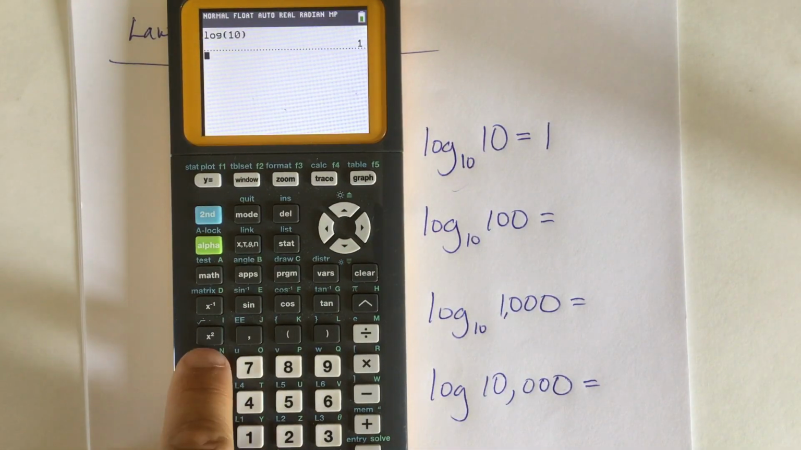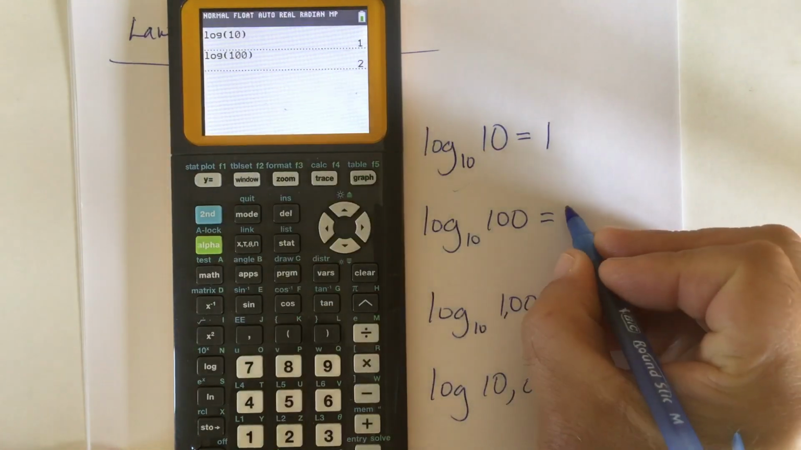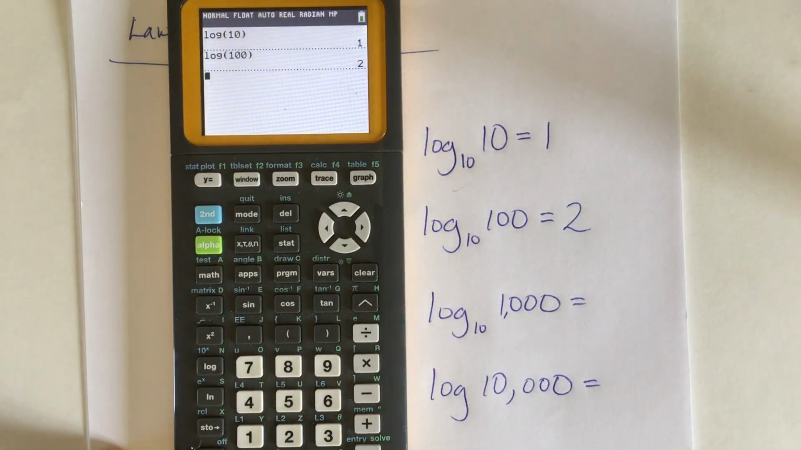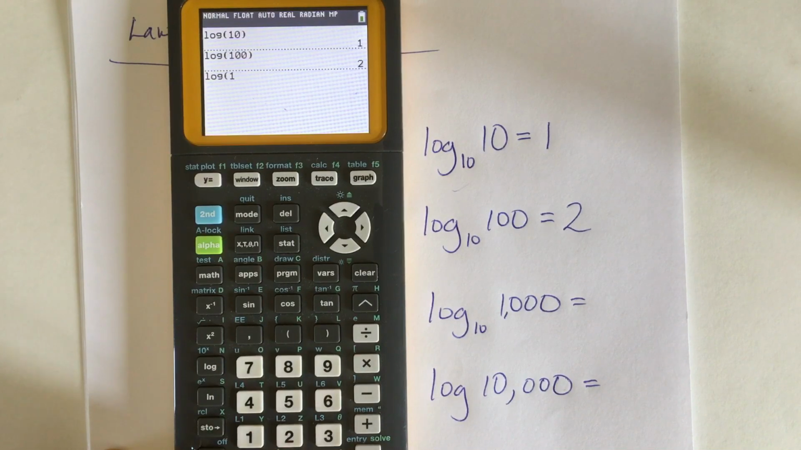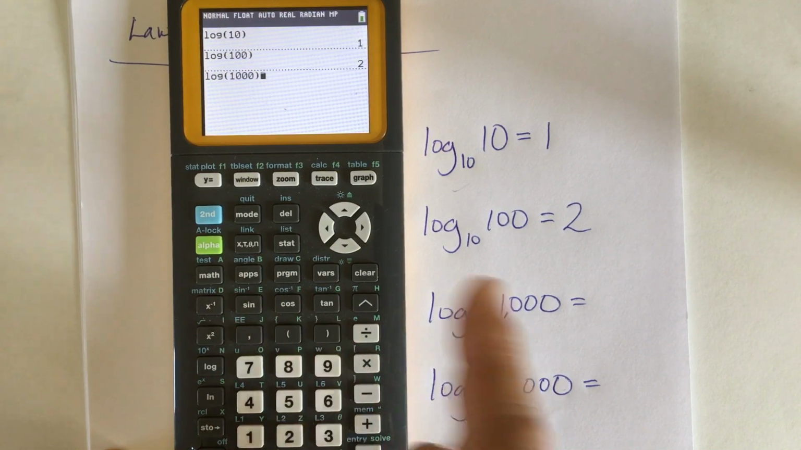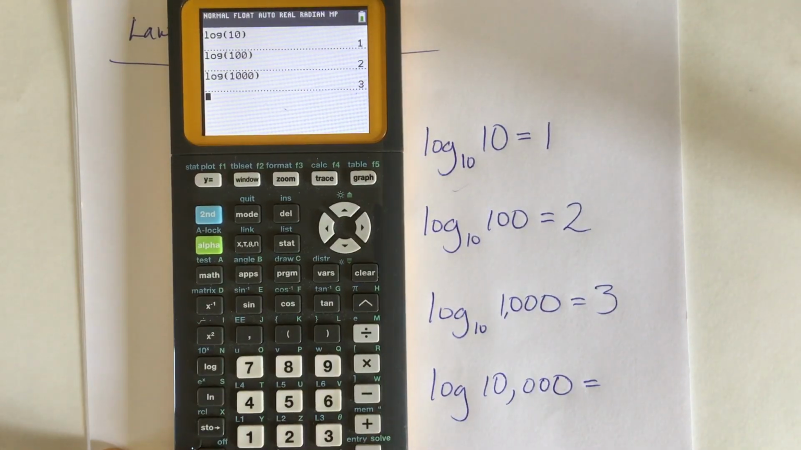Now I'm going to do it again. I'm going to do log base 10, but this time I'm going to take the log of 100. My calculator is about to tell me the answer is 2. Since my calculator is programmed to understand base 10, I don't have to do any fancy switcheroo. Can you guess what the log of 1,000 is going to be? If you guessed 3, you're correct.